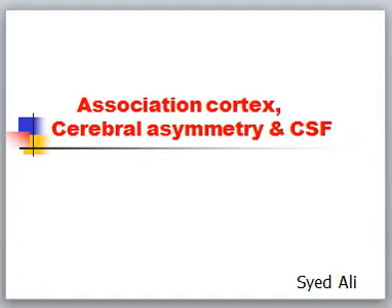Today we are going to discuss the association cortex, cerebral asymmetry, cortical plasticity, and cerebrospinal fluid. Let me go one by one. Now I will try to make you understand this concept. First, we are going to see what the association cortex is.